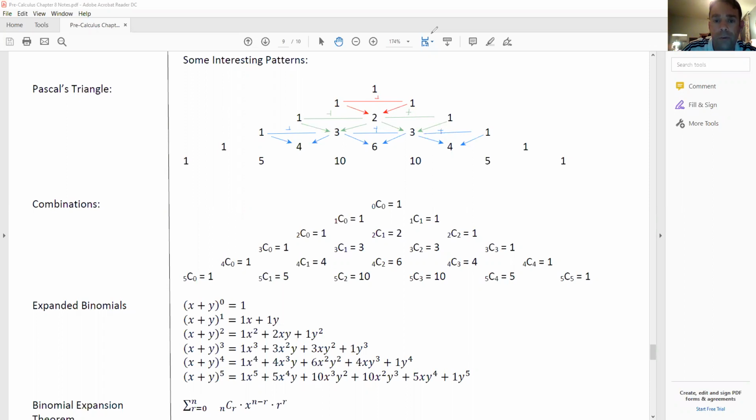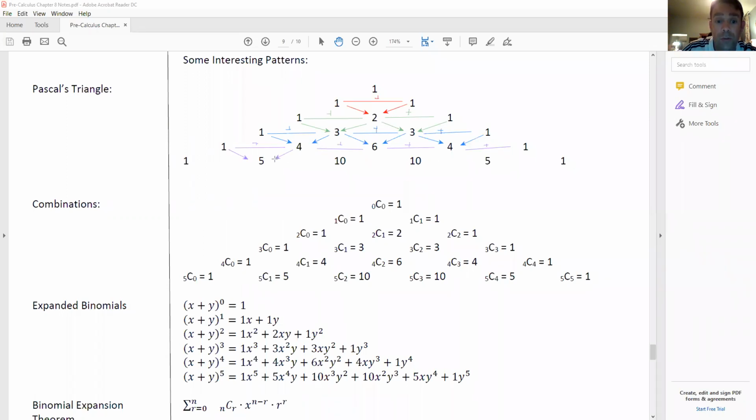So we'll show this one more time here. Notice 1 and 4, we're going to add, 4 and 6, we're going to add, 6 and 4, 4 and 1. When we add them, you get the number directly below. So we add them and we get the number directly below.